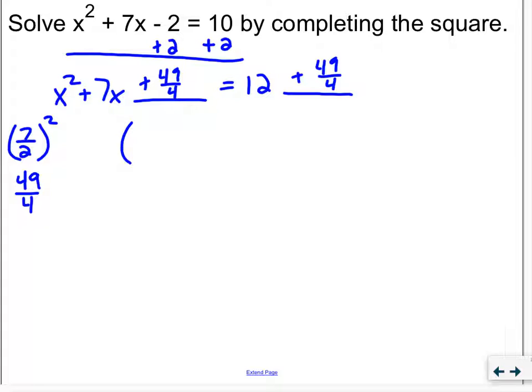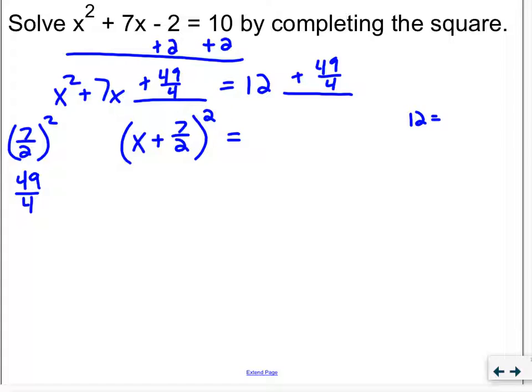So now we do some factoring. Remember, when we take the square root of that fraction at the end, it's just the square root of the top divided by the square root of the bottom. Or did you recognize it's half the b value? Oh, that's great.